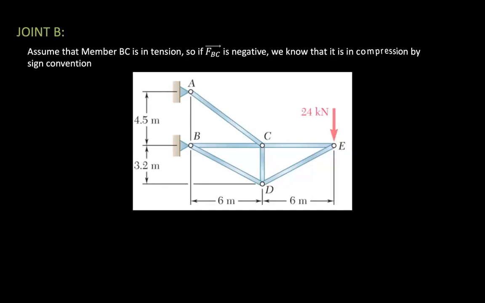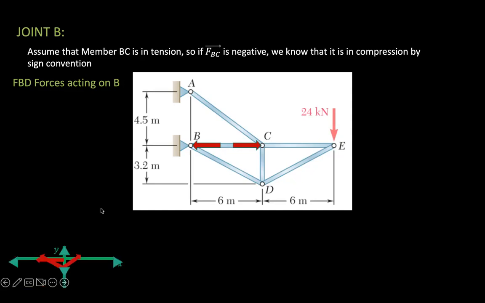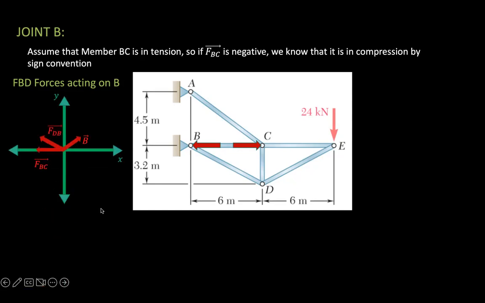So joint B, again, assume that the member BC is in tension. So if the force BC is negative, we know that it is in compression by sign convention. The free body diagram of all the forces acting on B is seen below. We have FBC, FDB, and the reaction force at B. They're all acting on the point B.